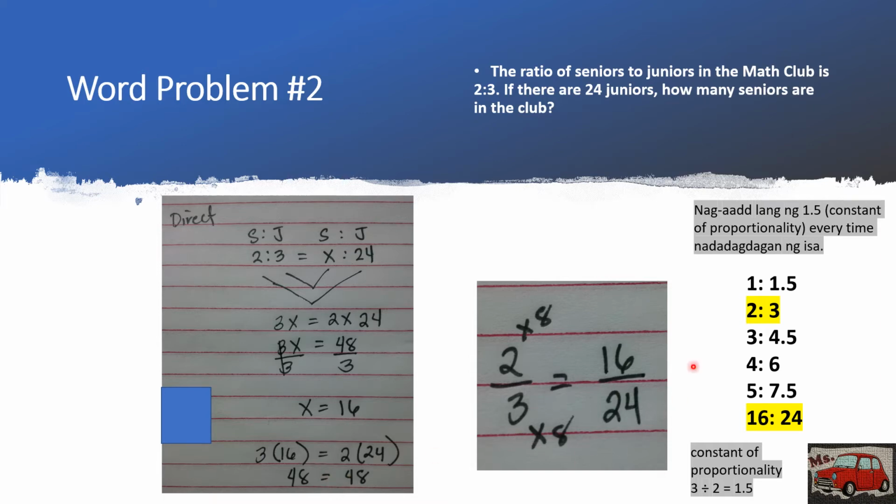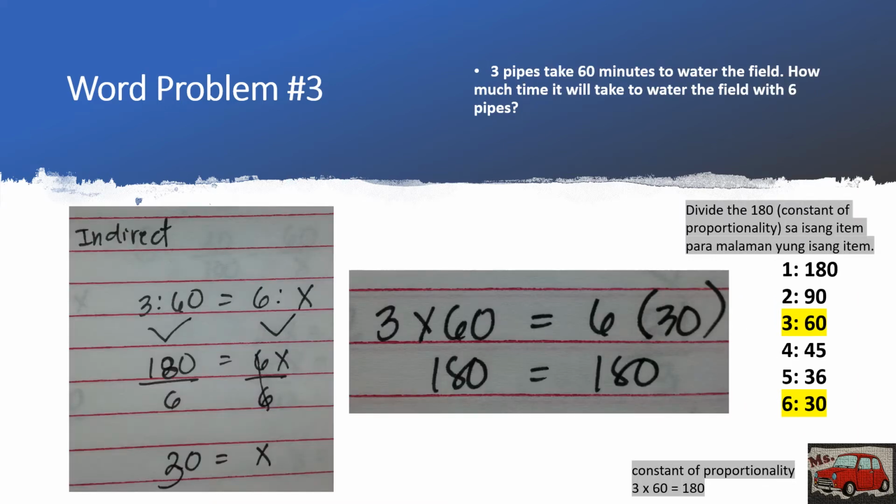Okay? So, here makikita natin na yung 2 naging 16, and then yung 3 naging 24, both of them minultiply lang sa 8. Okay? 3 pipes take 60 minutes to water the field. How much time will it take to water the field with 6 pipes?